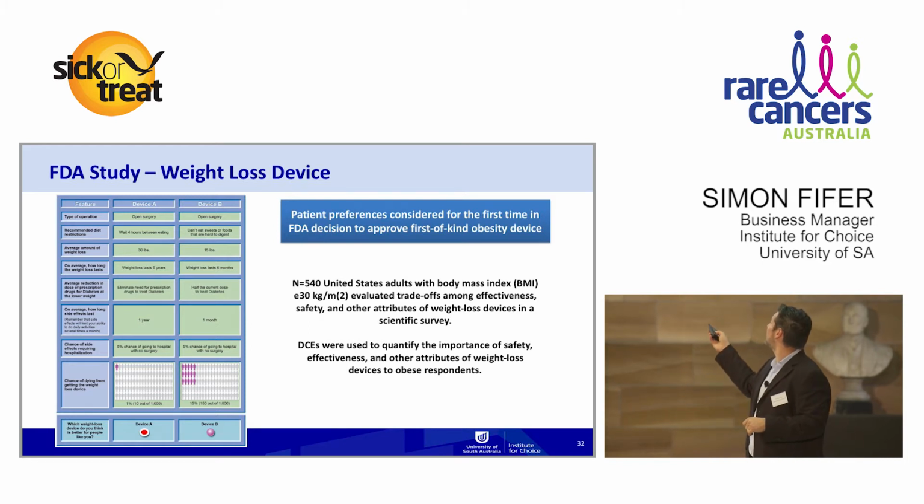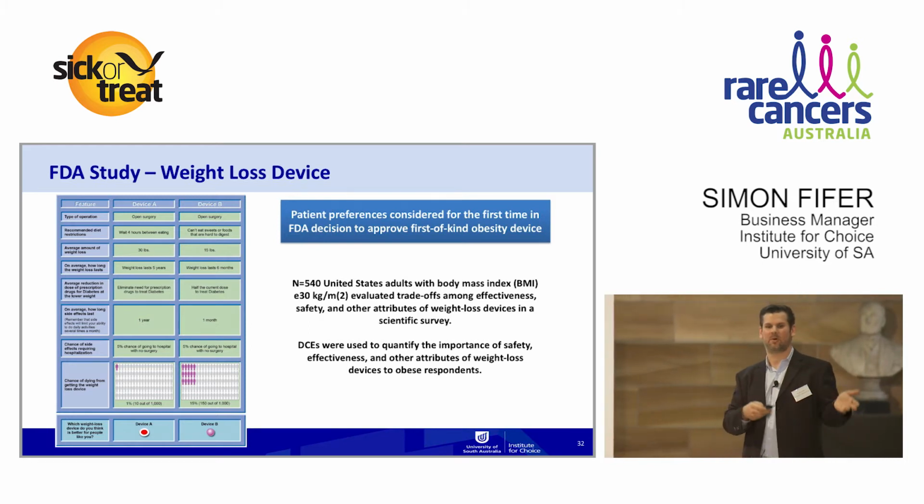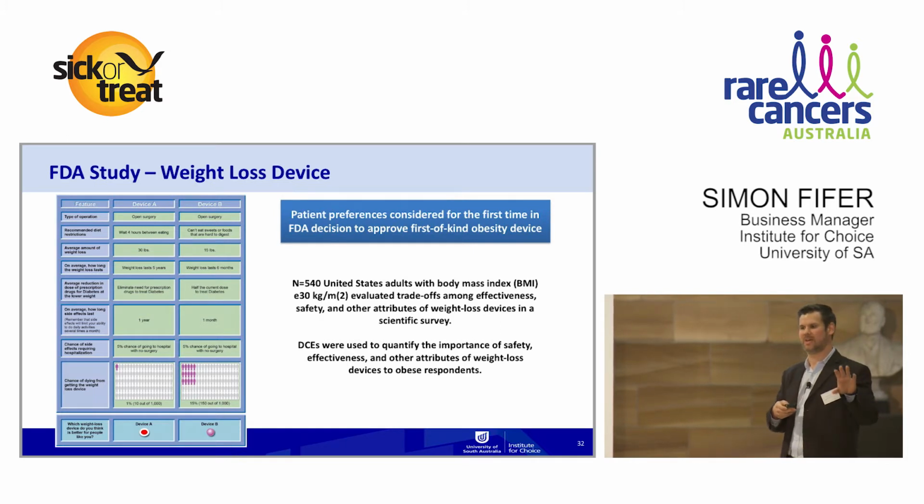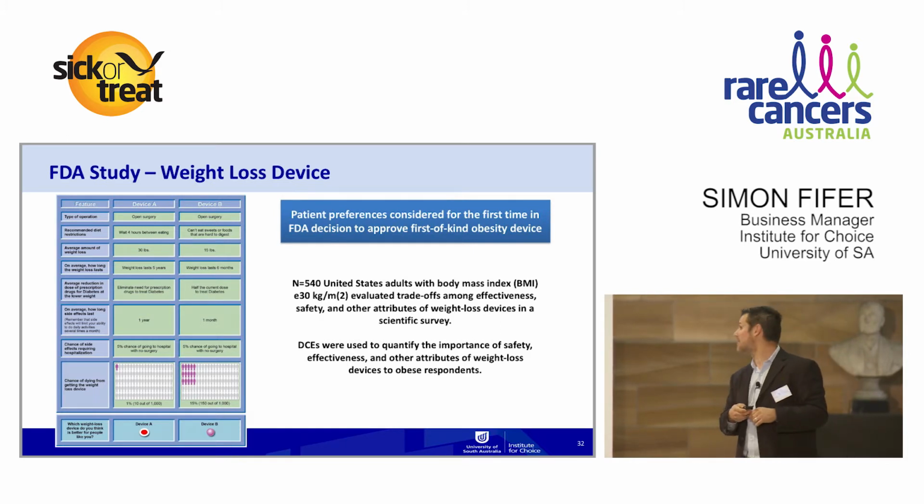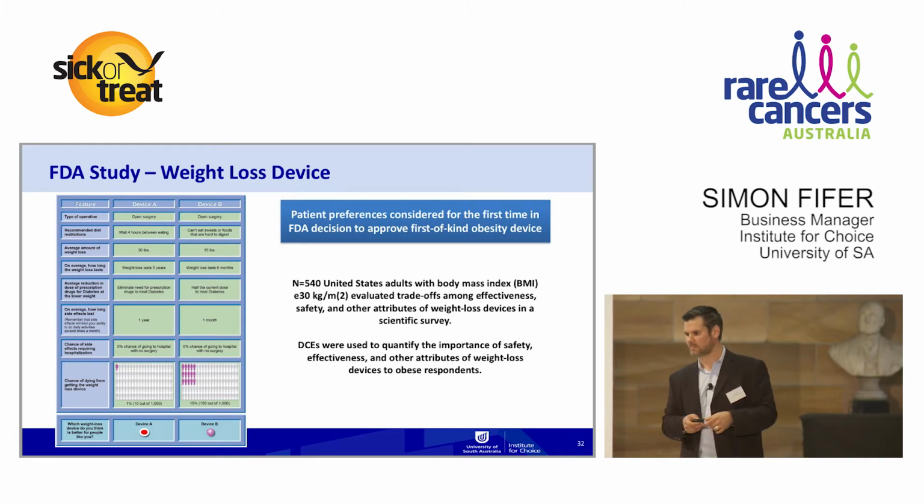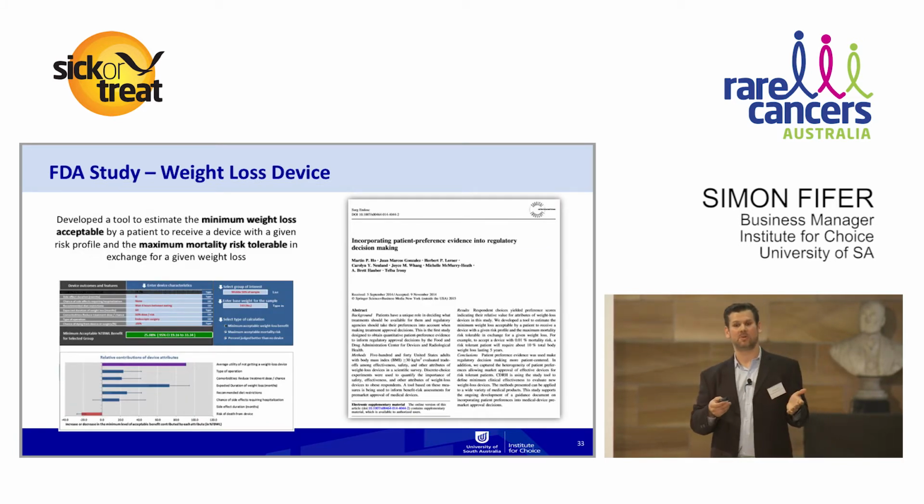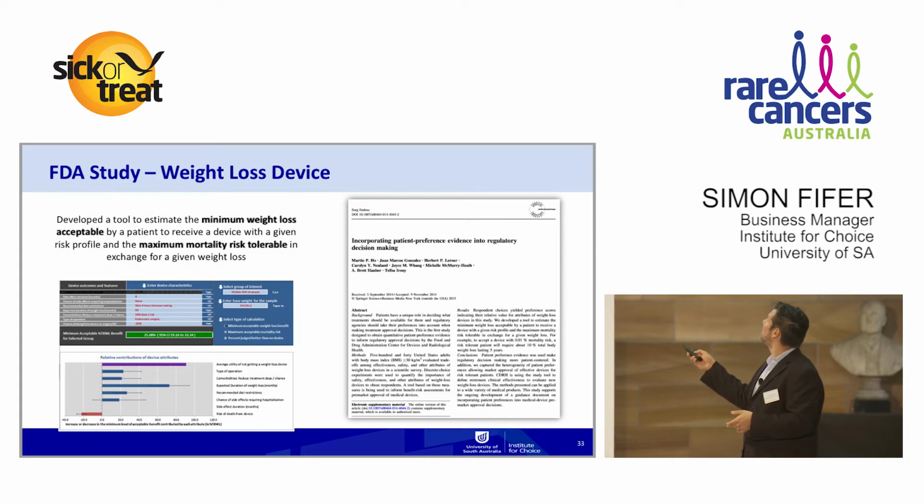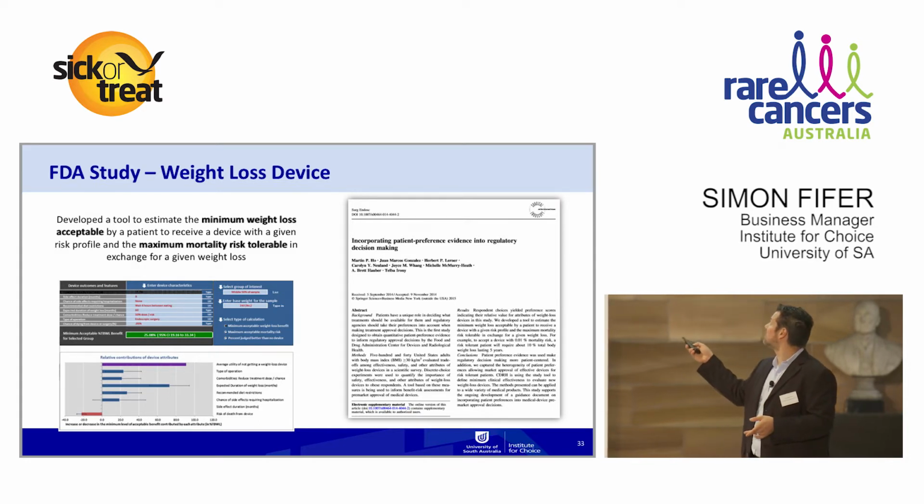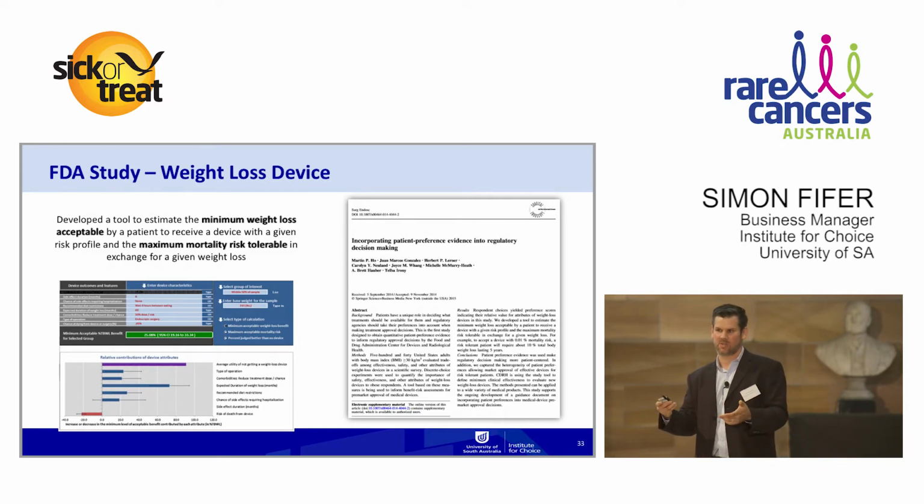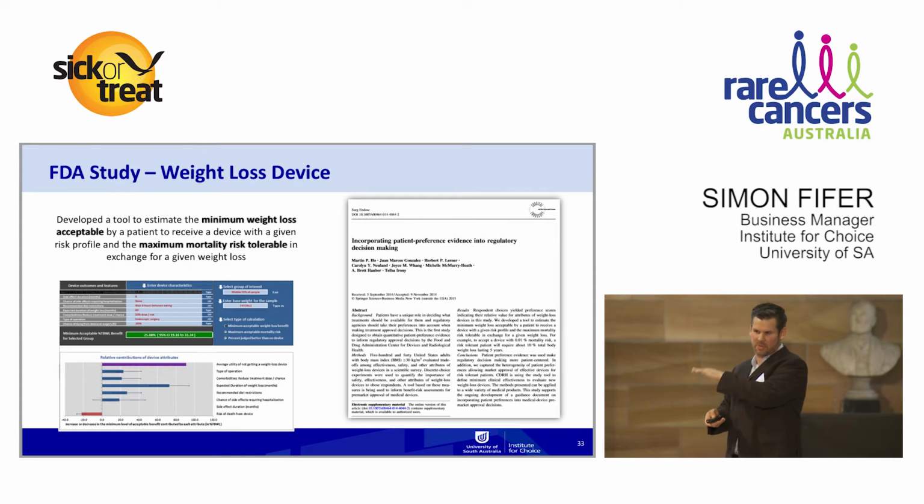They were looking at trade-offs amongst effectiveness, safety, and all other attributes associated with devices in this particular area. They used DCEs to quantify this benefit-risk approach for the patients. What came out of it was a dashboard or decision tool, which would determine the minimum weight loss acceptable by a patient to receive a device and the maximum mortality risk tolerable in exchange for a given weight loss. So these trade-offs you can actually get from these models.